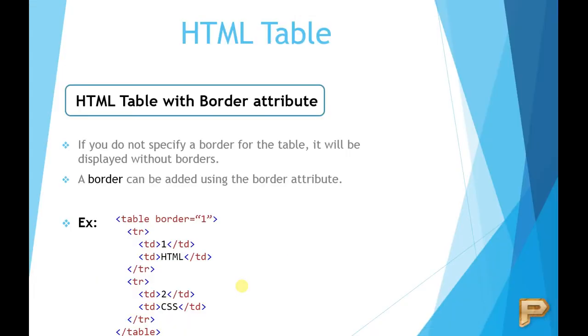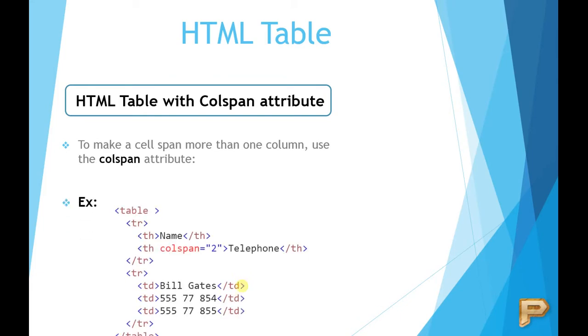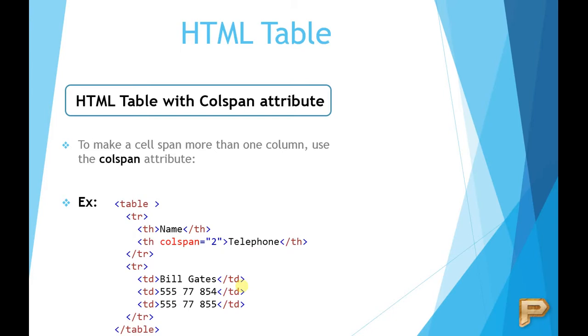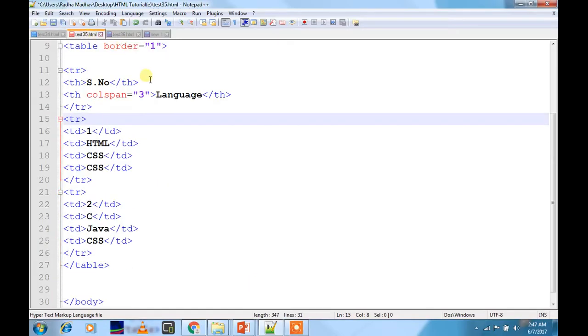Now I'll proceed further. What is the colspan attribute in HTML table? To make a cell span more than one column, use the colspan attribute. And now this is an example. Again we'll go back to Notepad++, and we will take the same example of colspan.